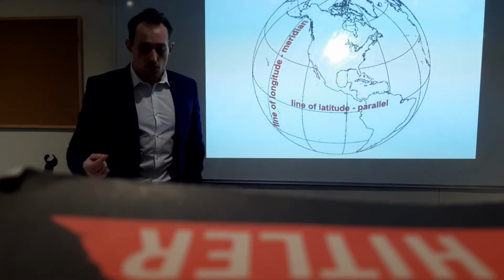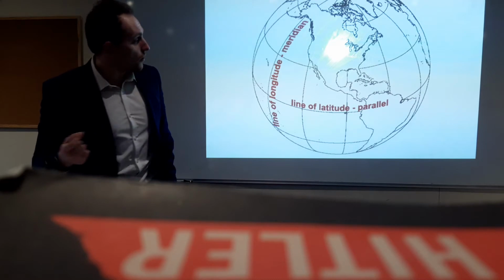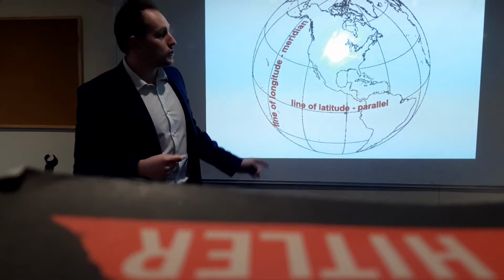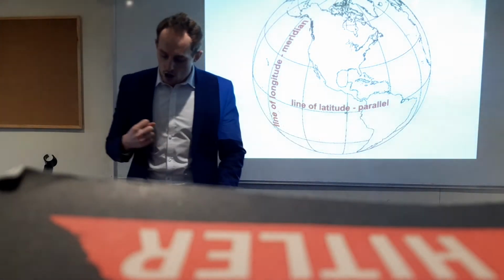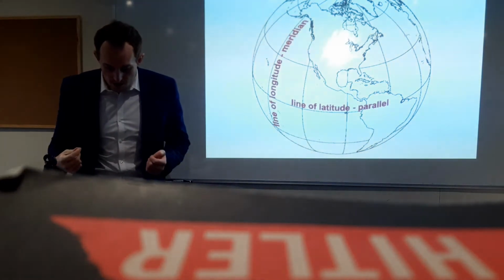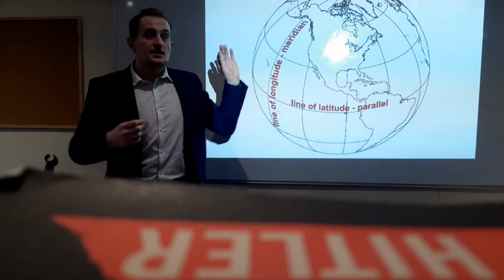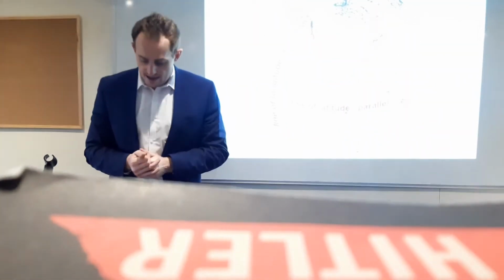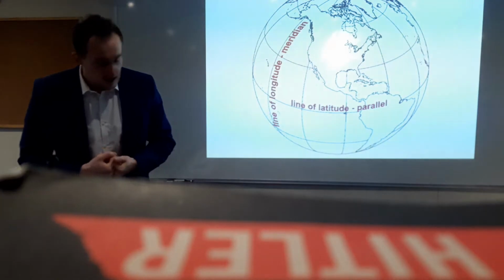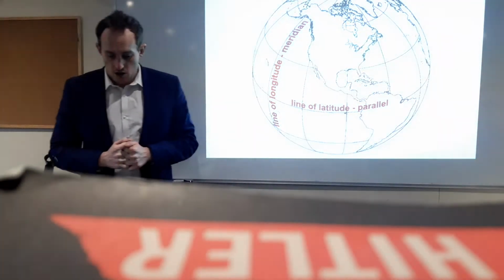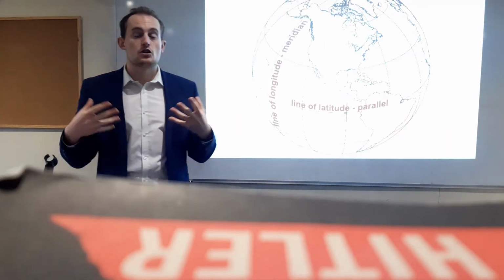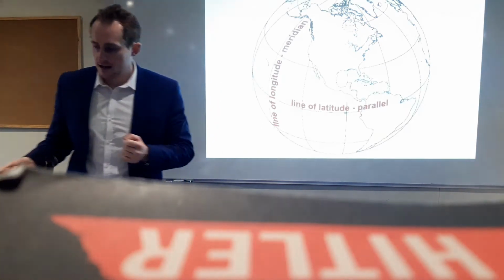The next one are lines of longitude, and these lines of longitude run vertically north to south, and they're known as meridians. Now, each of those is also measured by degrees, and they're also about 69 miles apart. 0 degrees longitude would be located at Greenwich in England.